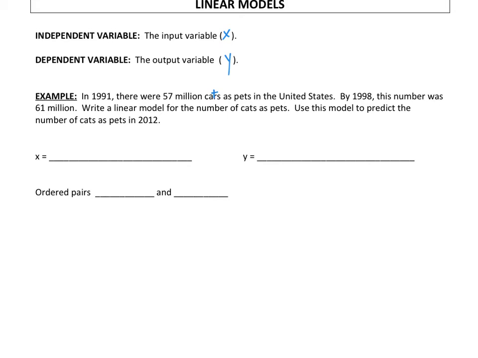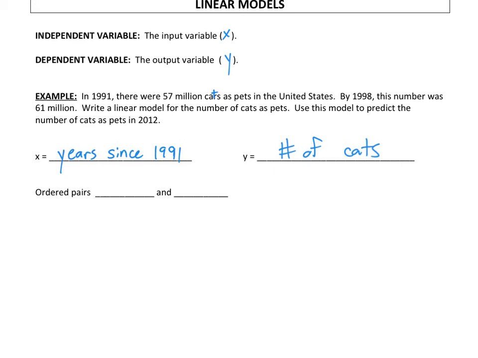So x and y. x is the independent variable. In this case, it's going to be the time. So x is going to be years since 1991. That's what we're saying is independent. The years don't depend on anything. The years just keep on going on. And the dependent variable is going to be the number of cats, because as the years go on, the number of cats gets bigger. So the number of cats depends on the years.